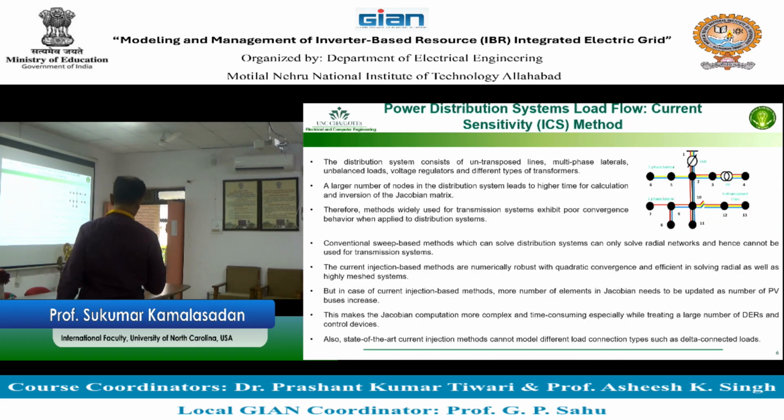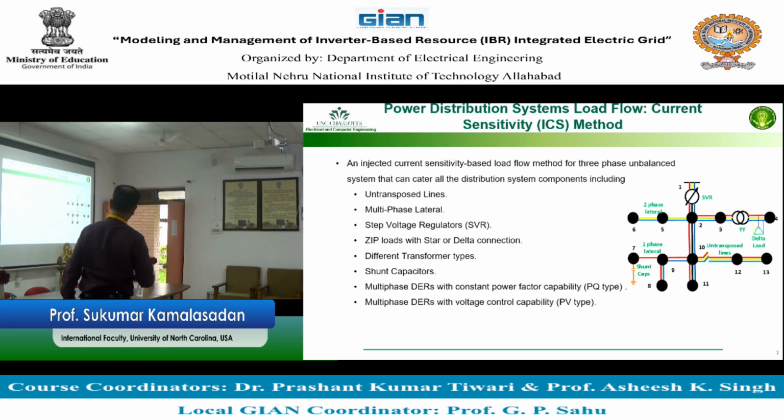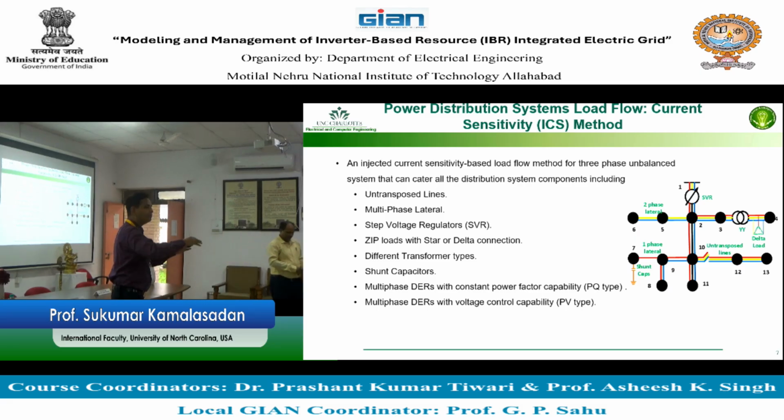So this algorithm, like we discussed yesterday, can also include every aspect of power distribution systems, including untransposed lines, multi-phase laterals, all these names you know. Okay, does everybody know untransposed lines? What does that mean? It means the lines are not transposed or switched. So what happens because of that? There will be unbalance between line to line. Okay. Multi-phase lateral, you know what that means?